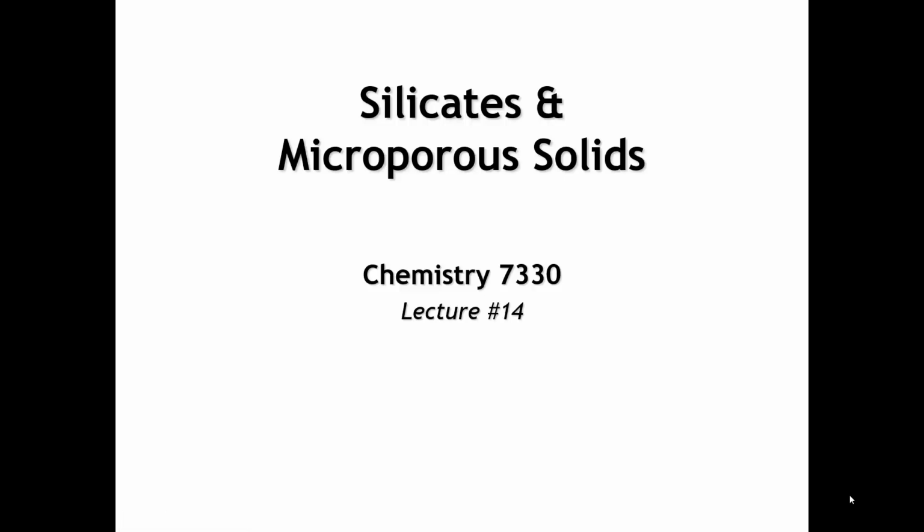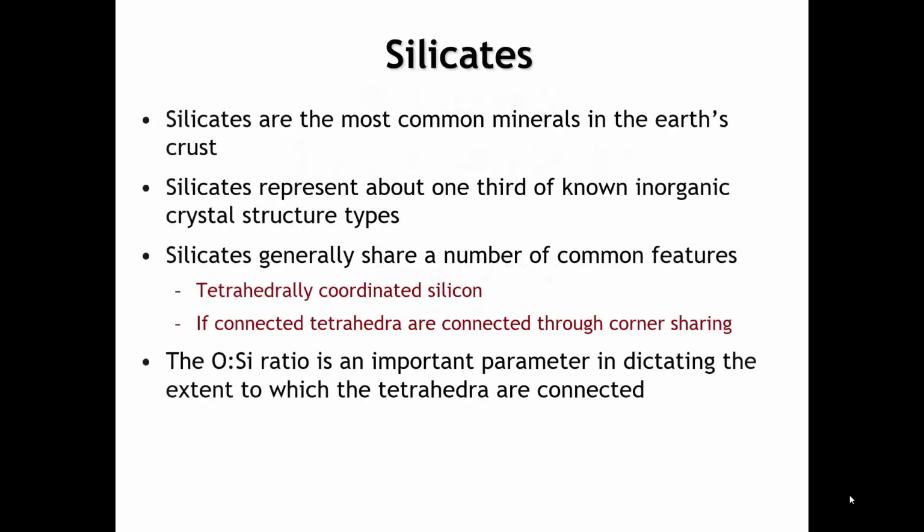Building on some of the concepts we learned when we talked about networks, our next topic is going to be the structures of silicates and also microporous solids like zeolites and MOFs. Silicates are far and away the most common minerals in the Earth's crust. They also represent a shockingly large number of known inorganic crystal structures. And this vast body of crystal structures shares many common features.